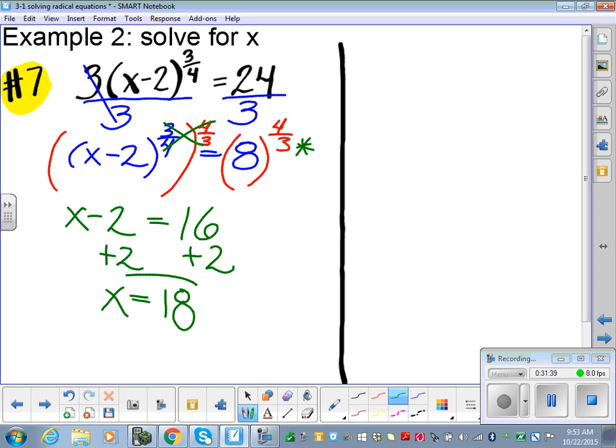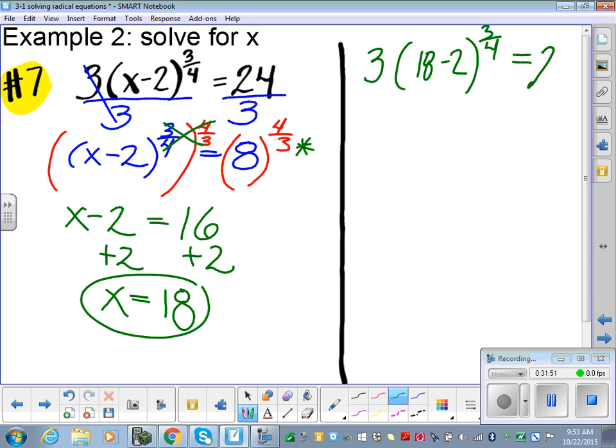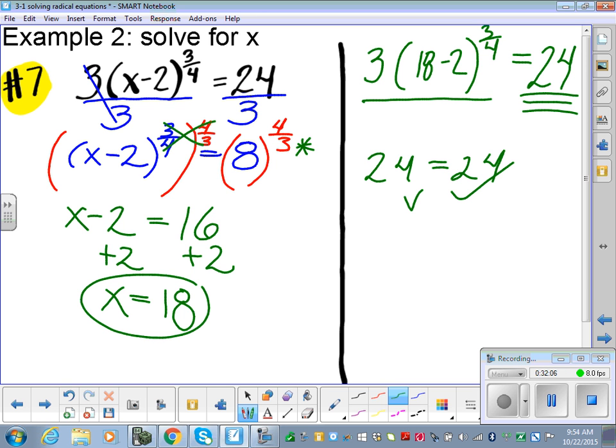Now let's see if we can keep it. If not, we won't circle it. We'll check it by plugging it back in. In our calculator, we'll do 3 times 18 minus 2 raised to the 3/4 power, in parentheses, is equal to 24. It better be equal to 24 when you type this into your calculator. Number 7, it works, right? So we get 24 is equal to 24, and we get to keep that solution.